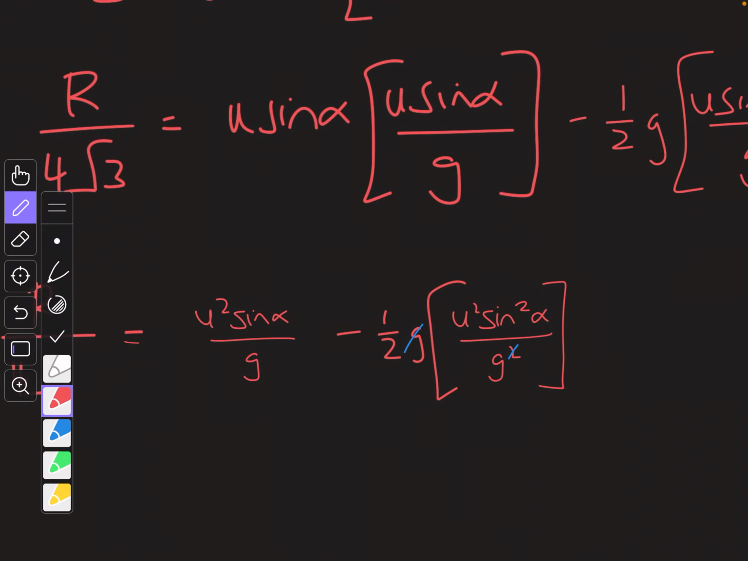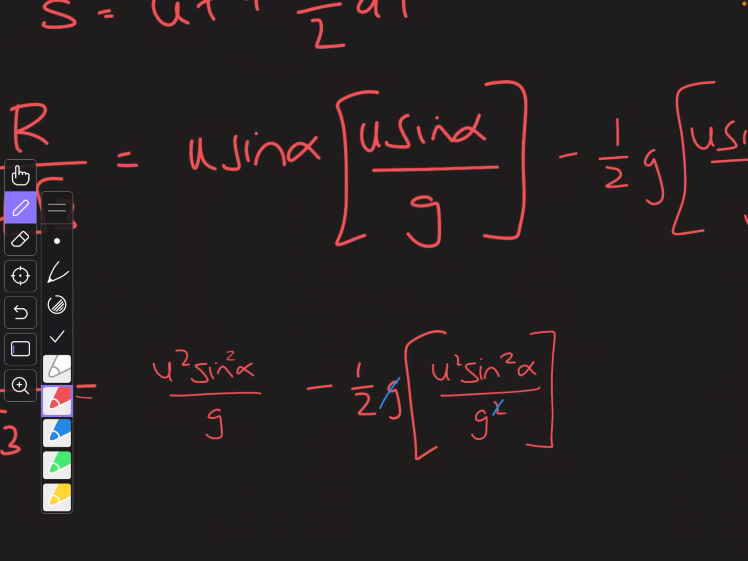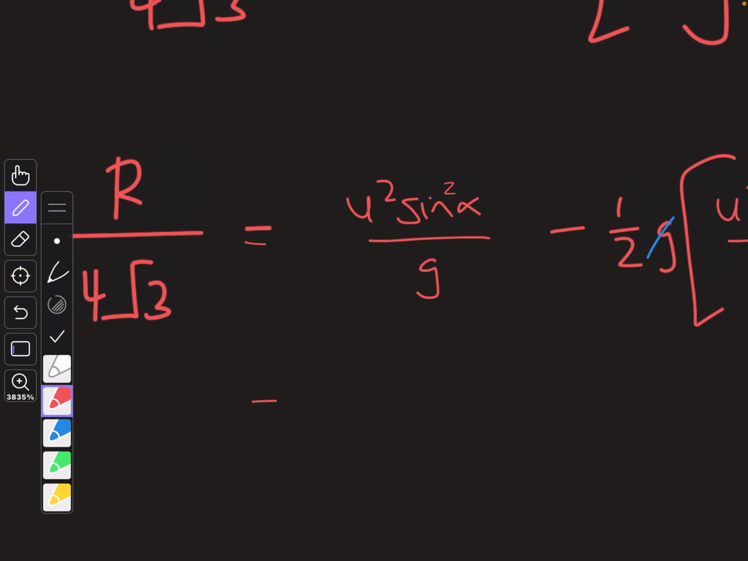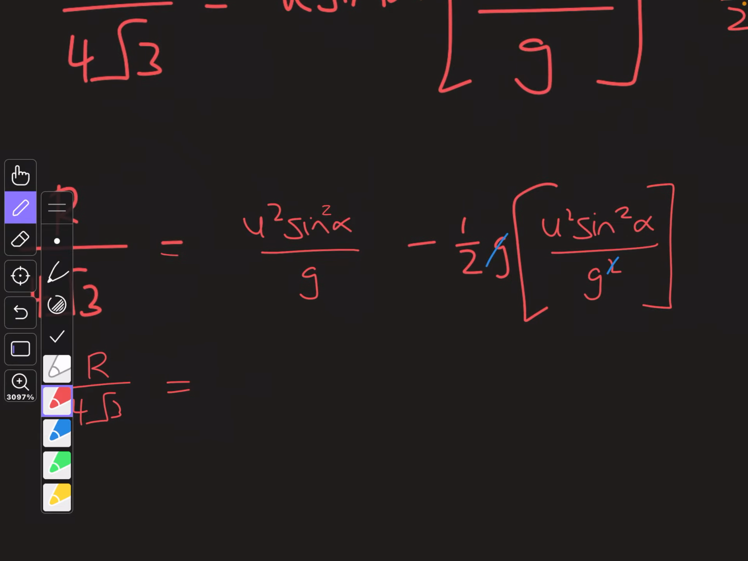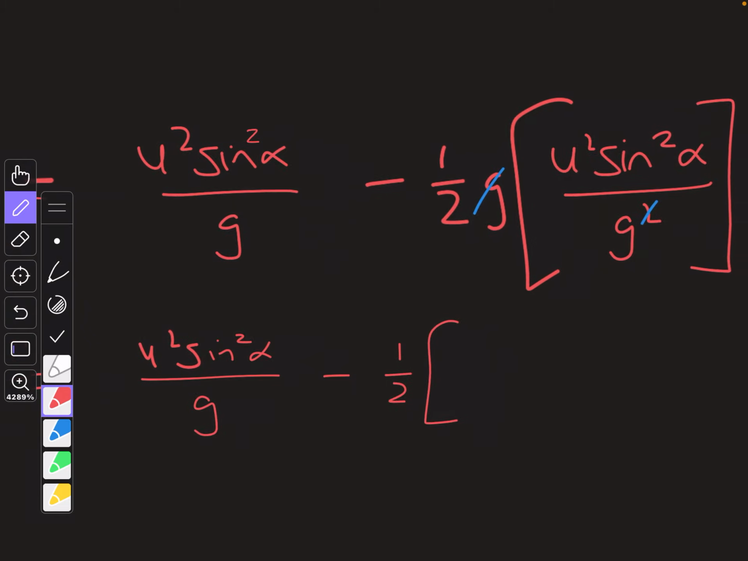I did forget a little squared there. See, sine alpha by sine alpha, just to show the benefits of not going too fast. Too fast, too furious. R over 4 root 3 equals, this becomes u squared sine, oh my god. Someday I'll invest in a good one of these. Hashtag, you know what gift to get me.